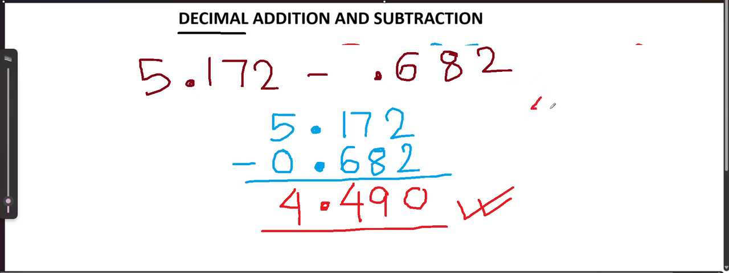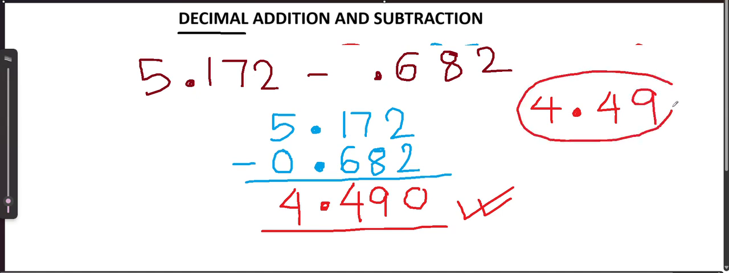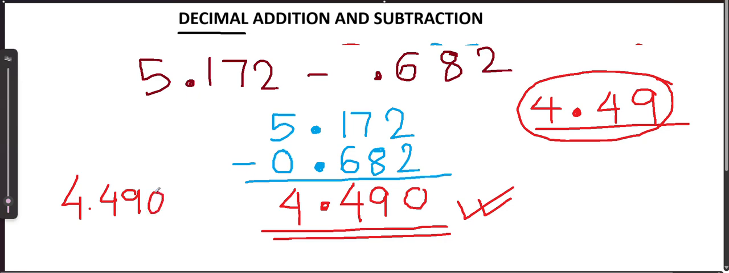Now, you can also write that answer as 4.49. Both are considered the same, okay? So they are no different than each other. 4.49 is equal to 4.490, which is also equal to 4.4900. Doesn't matter how many zeros you place over there, okay?